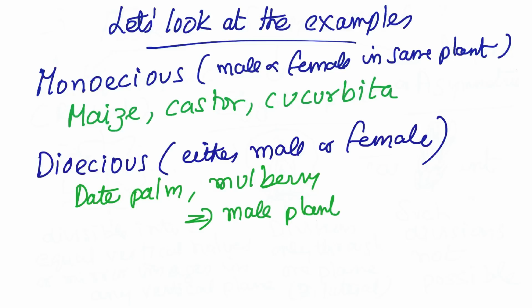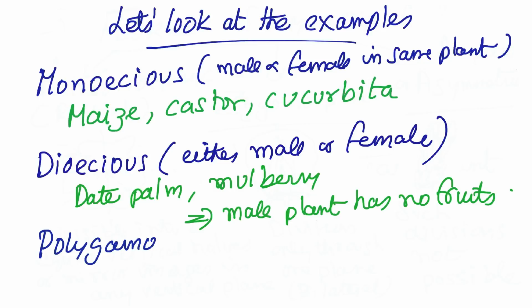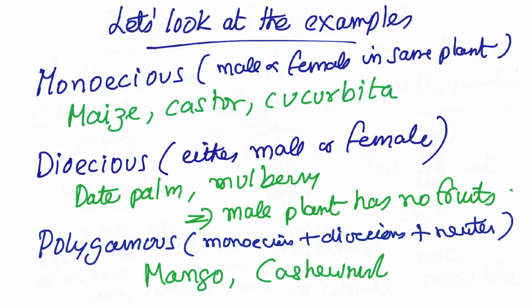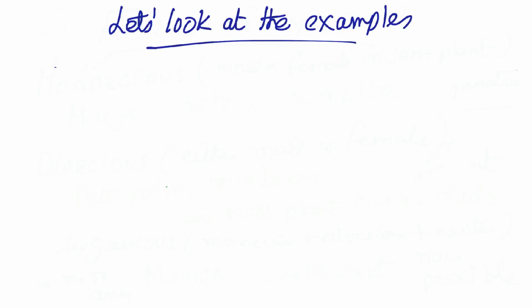And a very important point to note here is that naturally, if the plant has only male flowers, there will be no fruits, because you ought to have the ovary and the ovule to develop into a fruit. And as those parts are not present, obviously male plants have no fruits. And the third, of course, is polygamous, which means that all the three kinds of flowers are present. And a very interesting case, examples are mango and cashew nut.